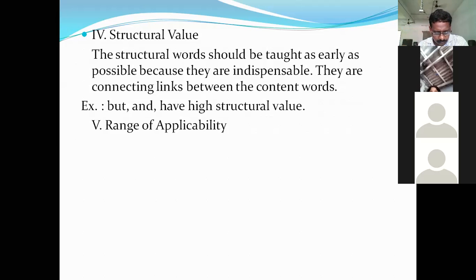And next, presentation using gestures and symbols. Gestures means hand movements, head movements, eye movements, nodding our head. In this way, using the eyebrows, hand movements, and body language, we express some communication. Gestures.